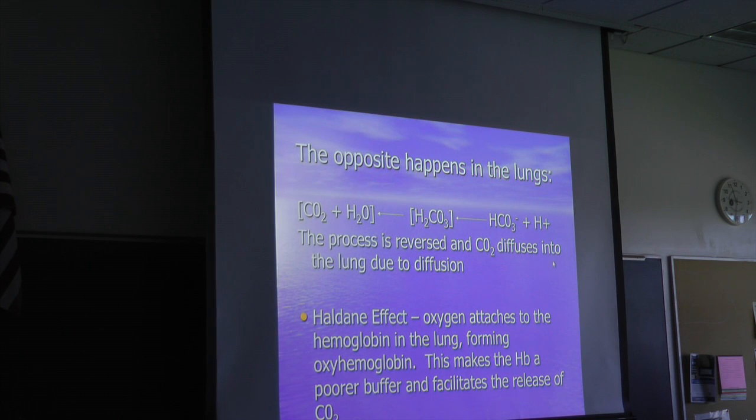So, should we give it a fancy name? All right, here's the Haldane effect. Oxygen attaches to the hemoglobin in the lung, forming oxyhemoglobin. This makes the hemoglobin a poor buffer and facilitates the release of carbon dioxide. So oxygen comes in and pushes this reaction to go, you want to call it backwards? To the left? I guess saying to the left is better. And then we've got carbon dioxide being given off to the alveoli.